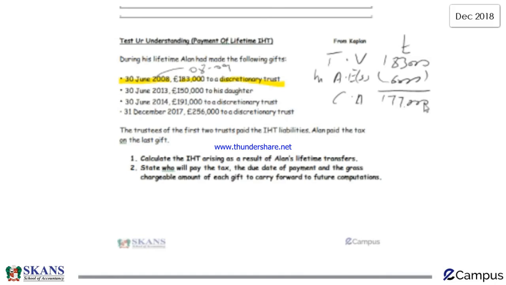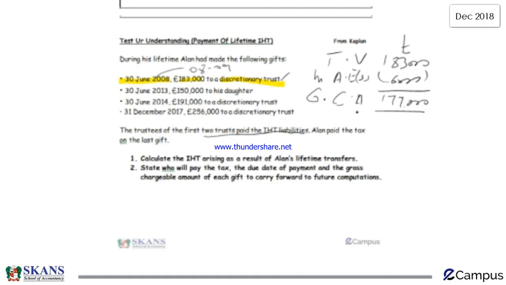Well, in order to know whether it is a gross chargeable amount or a net chargeable amount, that is, whether the 20% rate is to be applied or the 25% rate is to be applied, you have to look into who's going to pay the taxes. Trustees of the first two trusts pay the IHT liabilities. So the first trust, who is paying the tax? Trustees are. So I'm going to call it the gross chargeable amount, and the applicable rate will be 20%, but after application of nil rate band.